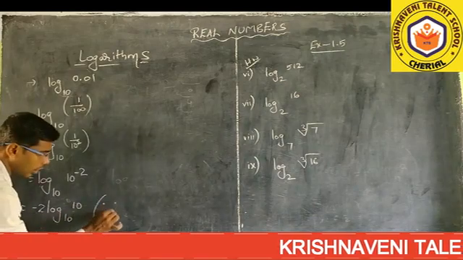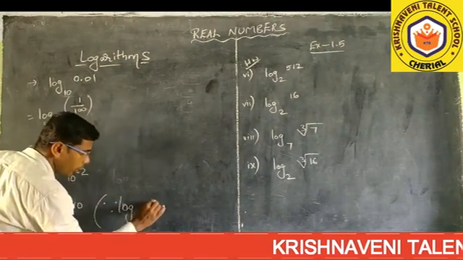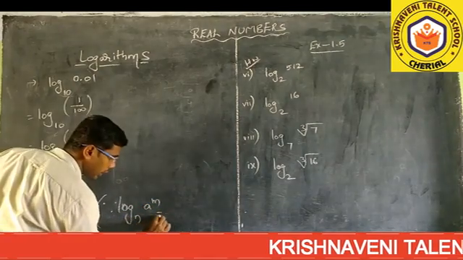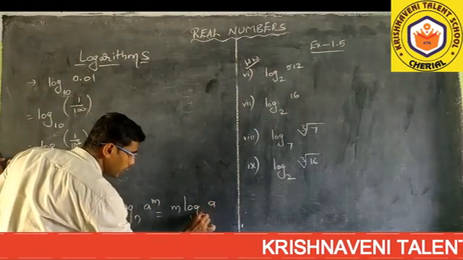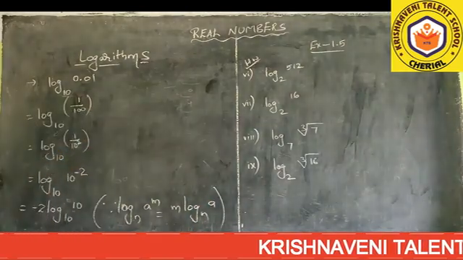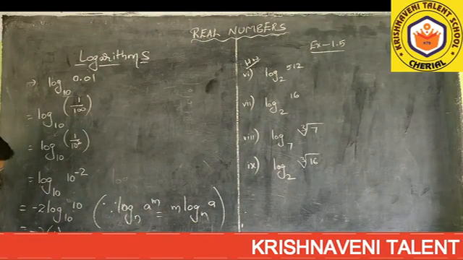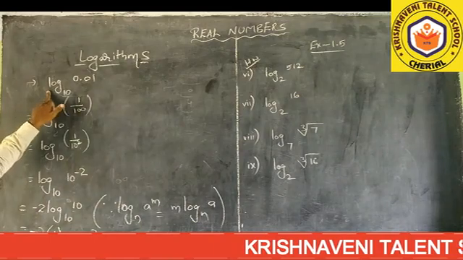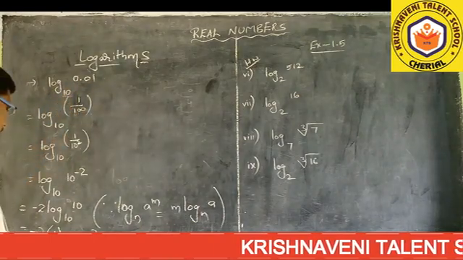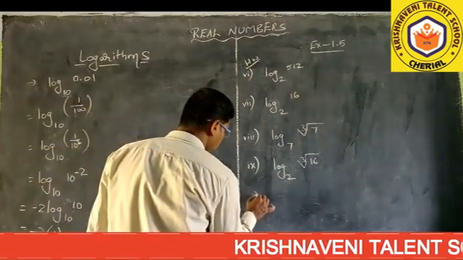So what is that law? Log a to the power of m to the base n, we can write as m log a to the base n. If we use that, log 10 to the base 10 value is how much? 1. So minus 2 into 1, how much will you get? You will get minus 2. Therefore, the value of log 0.01 to the base 10 is minus 2. Now next, another problem I am giving for you.